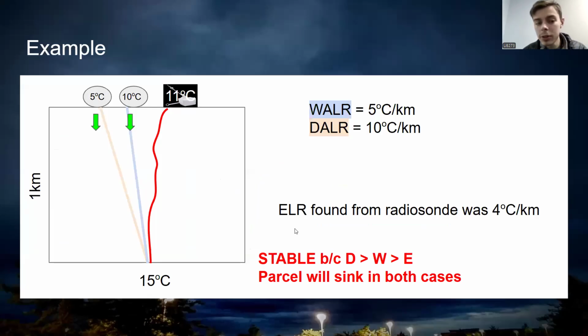Okay, sorry about that. There was a typo because 15 minus 4 is not 9. It's 11. I'm not an idiot, I promise. So the parcels are cooler than their environment. Now it's right. 5 and 10 is smaller than 11. So both parcels are going to sink because when they're cooler than their environment, they sink.